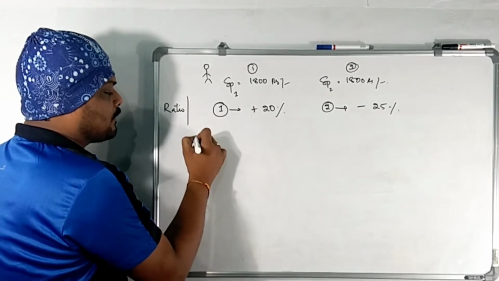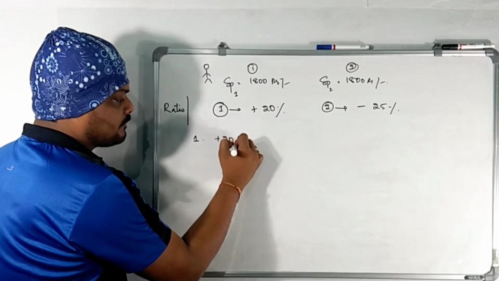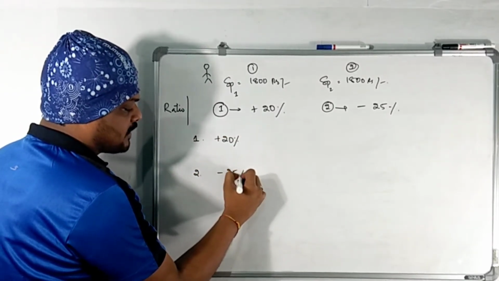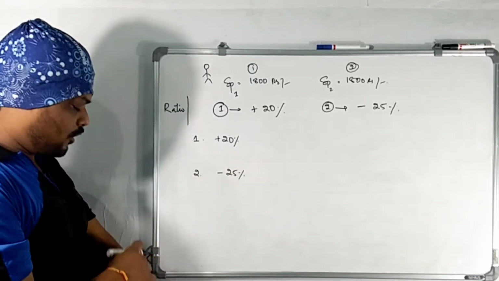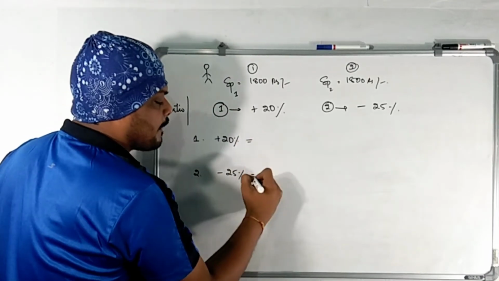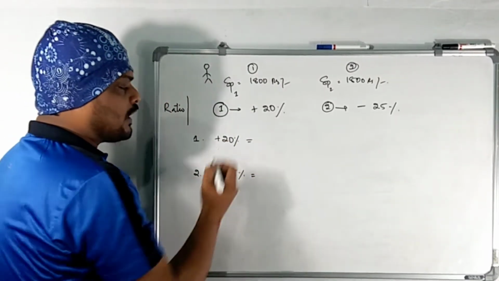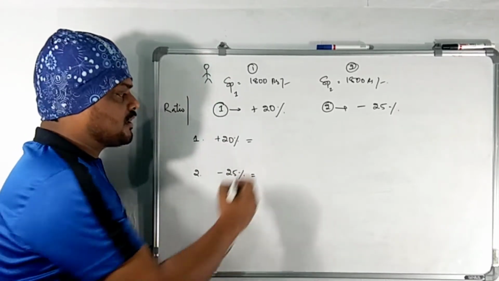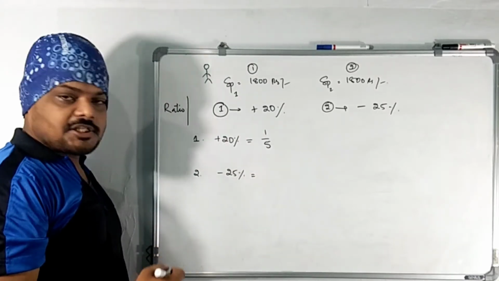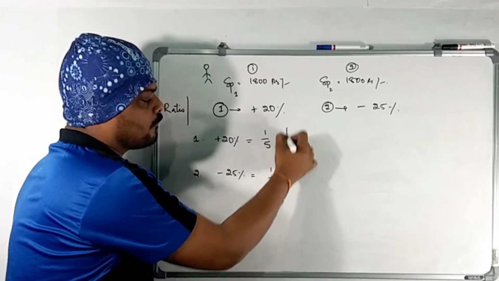I am trying to solve them by taking the percentages. The first percentage given here is 20%, and the second percentage given here is minus 25%. That means loss. In the first condition he got profit, in the second condition he got loss. So here I am converting the given percentages into fractions. The fraction value of 20% is 1 by 5, and the fraction value of 25% is 1 by 4.